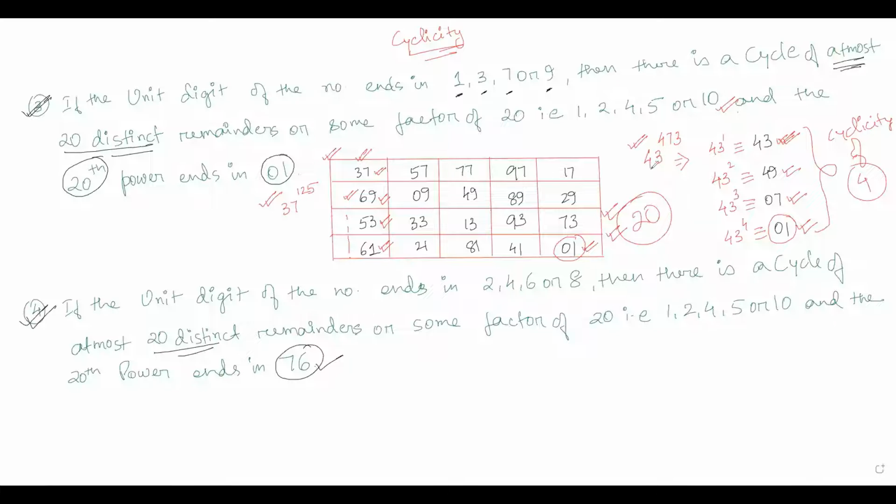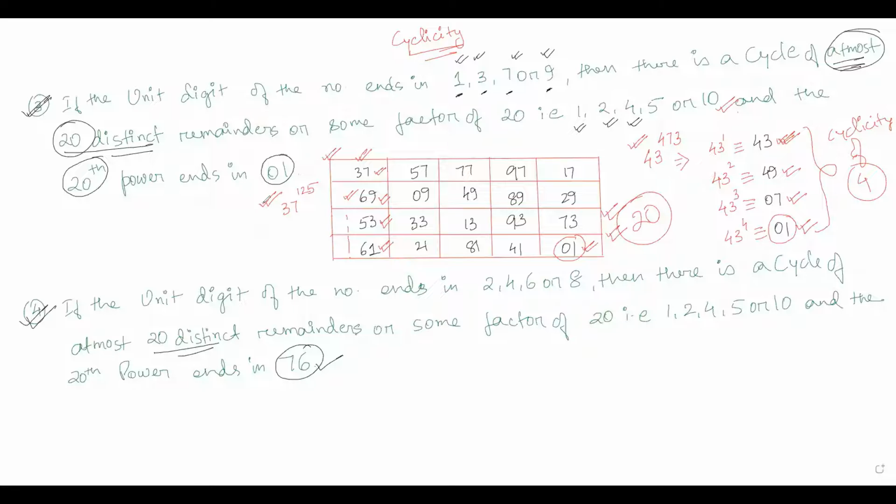Now, instead of remembering for which number there would be a cyclicity of 1, 2, 4, and so on, we can simply remember that if the unit digit ends in 1, 3, 7 or 9, there would be a cycle of at most 20 distinct remainders. Because if the last two digits of the higher powers of numbers follow a cyclicity of 1, 2, 4, 5 or 10, then it will also follow a cyclicity of 20. So simply by remembering this, we would be able to find the last two digits of any higher powers of any numbers ending with 1, 3, 7 or 9.